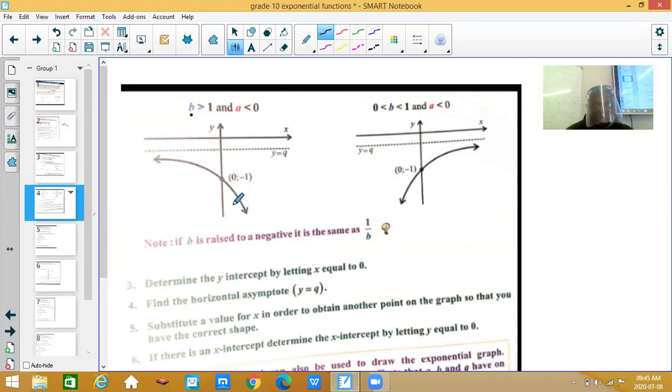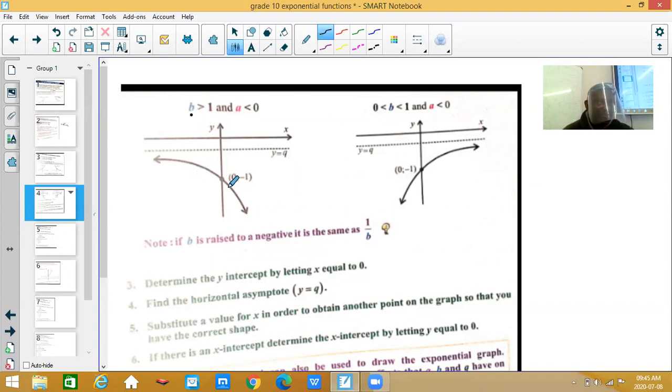Can I stop there for a while? Any questions? Right. Now, after analyzing whether it is below or above, when you look at this one, is it increasing or decreasing? This one is decreasing, because you say change in y is negative, so this one is decreasing.